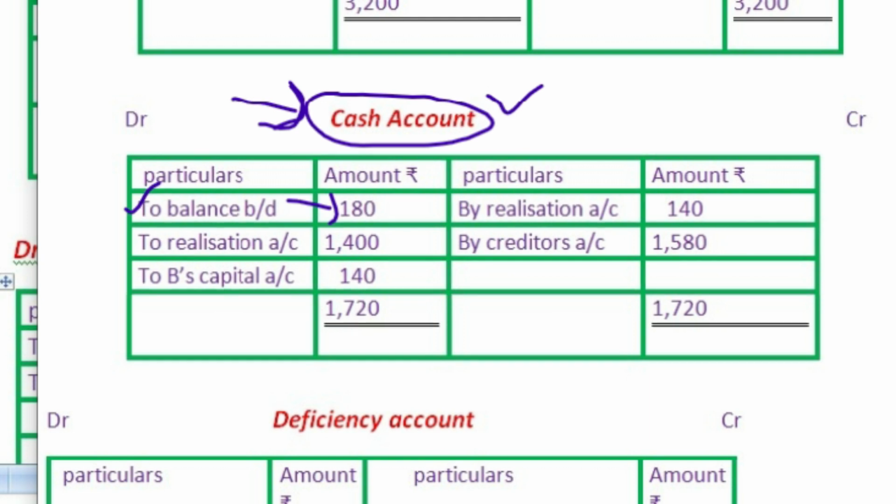Assets, cash received by the business is 1400 rupees. So this 1400 rupees you will find on the realization account credit side. And in the realization account debit side, there is a cash account as realization expenses. So this is the cash transaction, cash gone, and on the credit side 140 rupees. And in the partners' capital account, only B brought 140 rupees cash. So this is B's capital account.